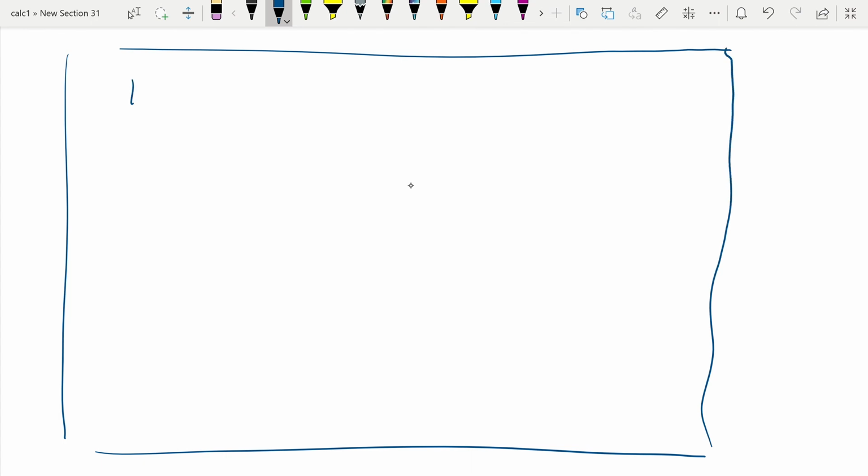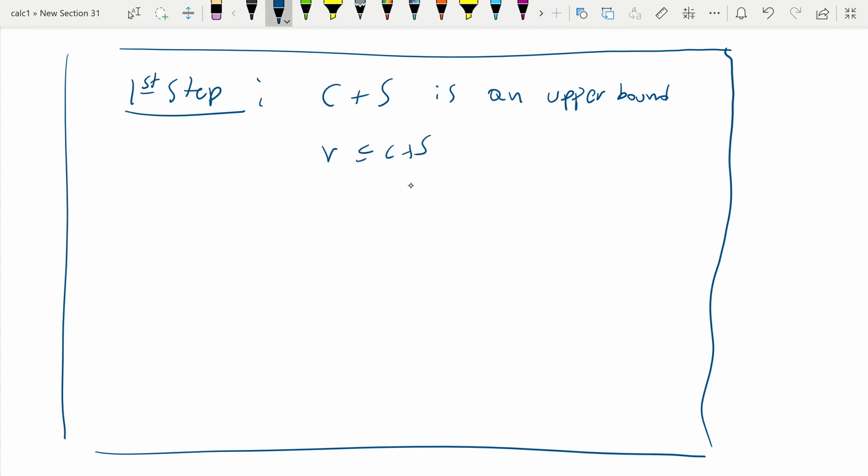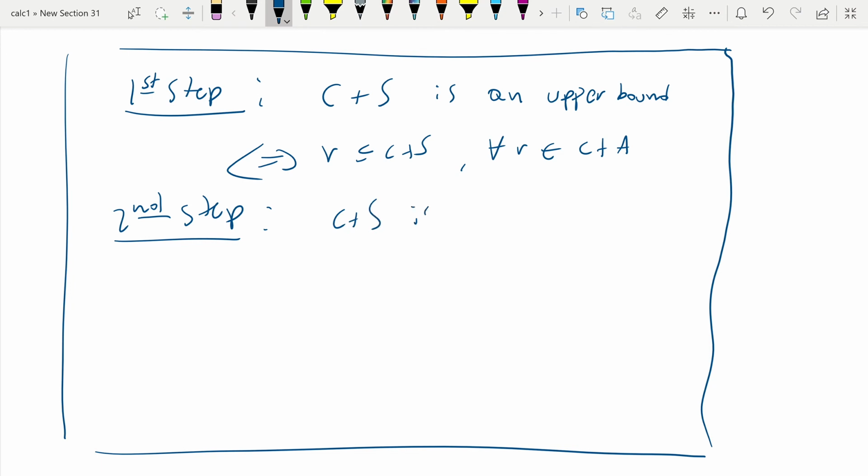Okay, so the first step was that C plus S is an upper bound, so that means that C plus S bounds any R in the set C plus A. The second step was to show that C plus S is the least upper bound.